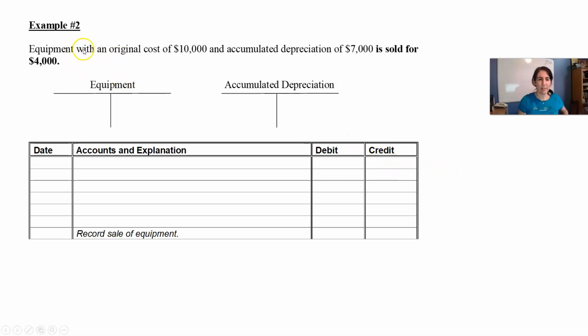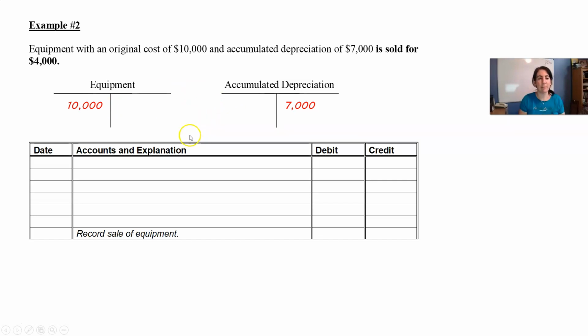So the equipment has a value of $10,000, accumulated depreciation of $7,000, so it's really worth $3,000 to me. You can see that. We're selling it for $4,000. Yay, we're making money on it, right? So if we're selling it for $4,000 and it's worth $3,000, we made $1,000. That's going to be a gain. You know that before you even go into this problem if you lay it out this way.